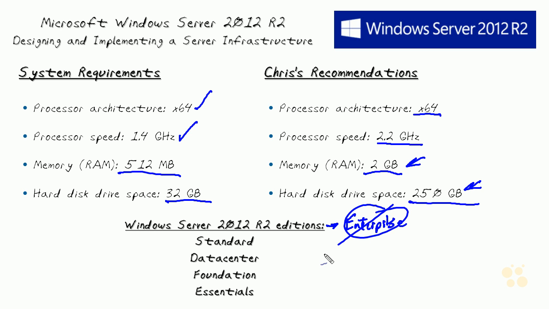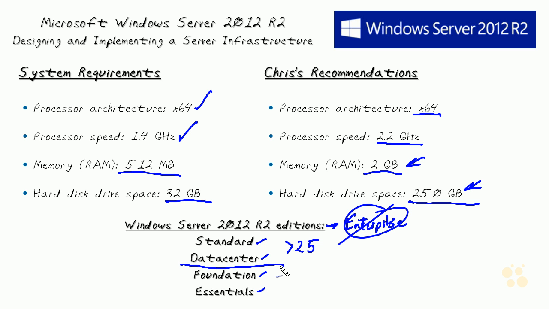Enterprise, and not even a consideration now. Here's what you got. You've got standard, you've got data center, foundation, and essentials. And basically, the one that you're going to want to think about is if you have any number of users that are going to be connecting to a server that is going to be 25, so basically greater than 25, these are the ones you're going to want to use, standard and data center.